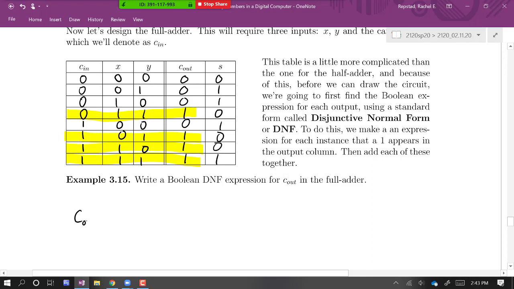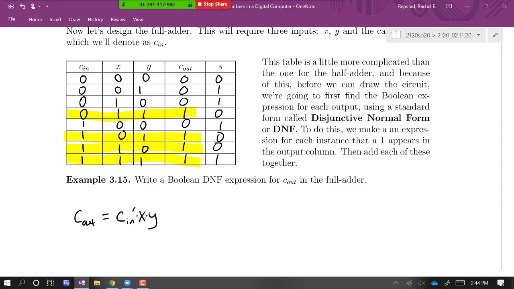So the carry out. I just note that if I look at this first row that I highlighted, carry in is 0, which means I don't have carry in. The x and the y are both 1. So I've got the carry in not, because I don't have that. I do have x, I do have y. So that top highlighted row is going to look like carry in not times x times y, because these are ANDs, all three. The carry in is off, and the x is on, and the y is on. All three of those, and that's why I'm using multiplication here.